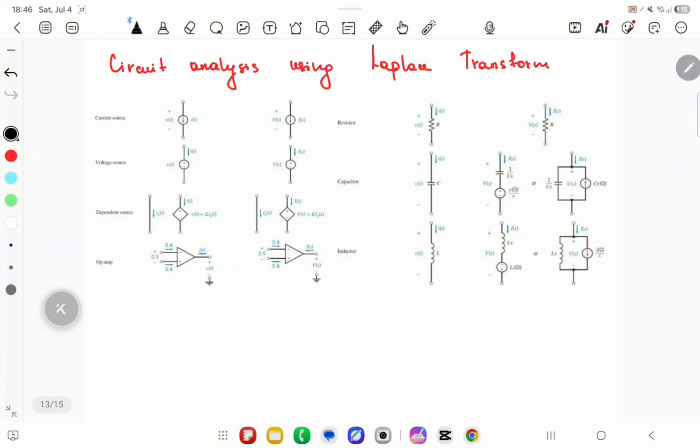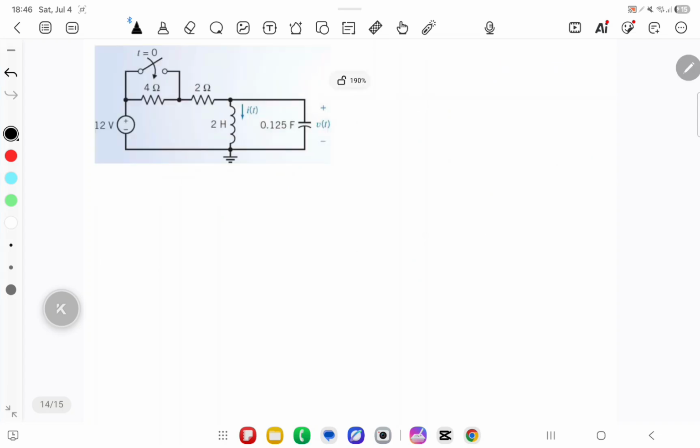Let's say these pictures are taken from a book called Introduction to Electric Circuits, and it's a nice book if you want to practice. And in my opinion, the best way you can learn how to analyze a circuit is by practicing as much as possible.